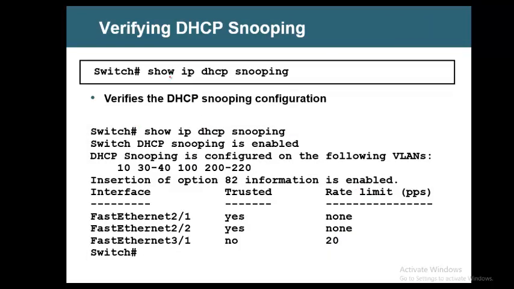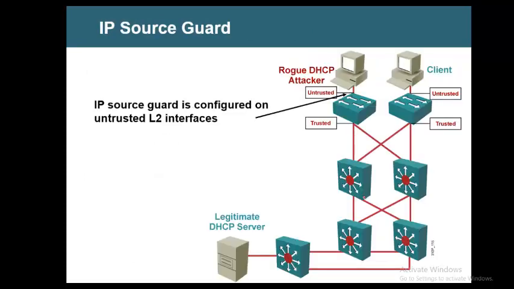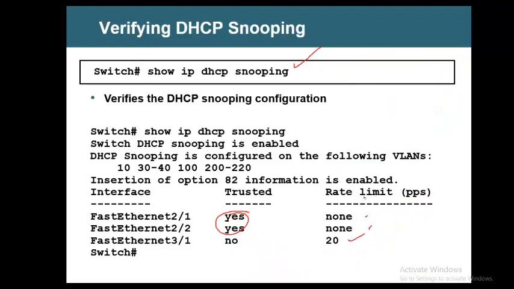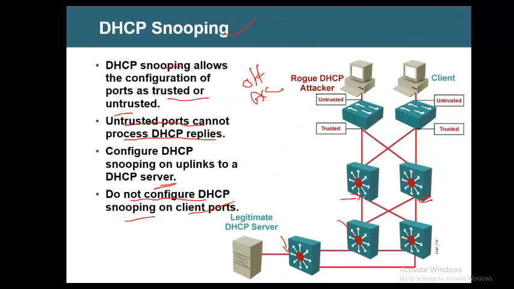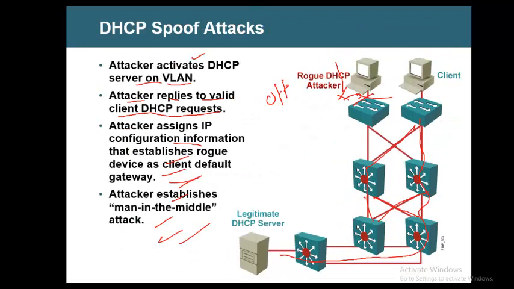The show command is show ip dhcp snooping. It shows what all interfaces are trusted, what all are not trusted. A rate limit is not necessary. By default, it is 20 packets per second. Okay, so that's about DHCP snooping. Any question on DHCP snooping? No, sir, it's so clear.